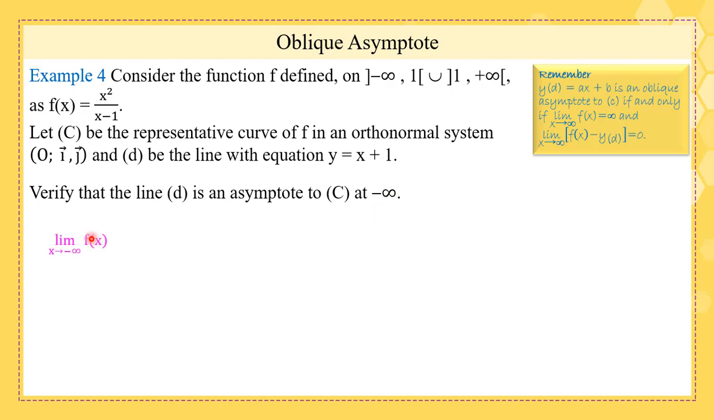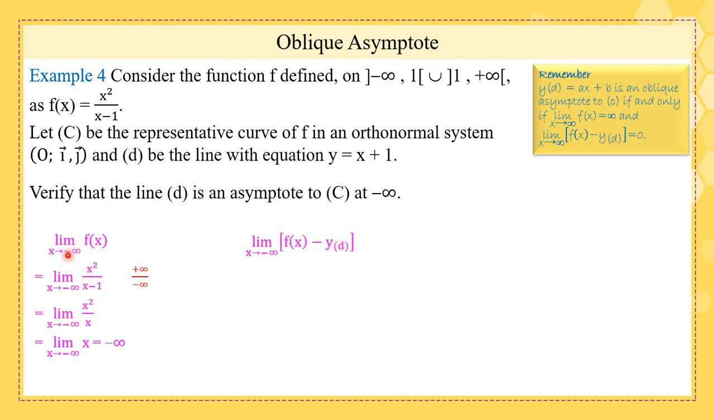Now the limit at minus infinity of f of x is the limit of x squared over x minus 1 at minus infinity. Now using the leading term or L'Hopital's rule, we get the limit of x squared over x, which is the limit of x, which is minus infinity. So the limit at one of the two infinities leads to negative infinity. Now we find the limit of f of x minus y of D as x tends to minus infinity.